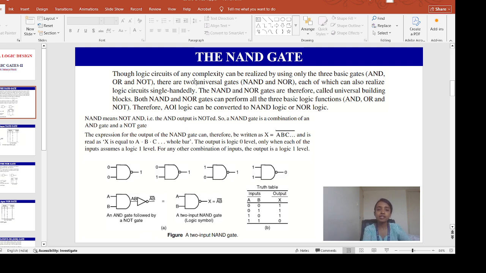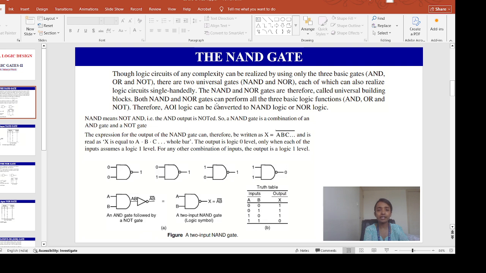Though logic circuits of any complexity can be realized by using only three basic gates, AND, OR and NOT, there are two universal gates, NAND and NOR. These NAND and NOR gates are called universal gates, each of which can also realize logic circuits single-handedly, because you can realize all other Boolean expression and gates using these two NAND and NOR gates. That is why they are called universal gates.